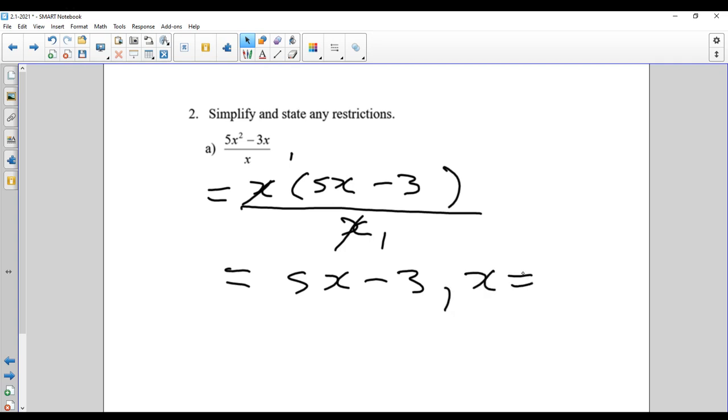And remember, x cannot be 0, not because of the 5x minus 3. x cannot be 0 because I was dividing by x in the first place. Focus on the denominator to know where the restriction is. What is it that would cause a problem at the very beginning? That's what my focus needs to be on. Good stuff so far. Okay. Next question.